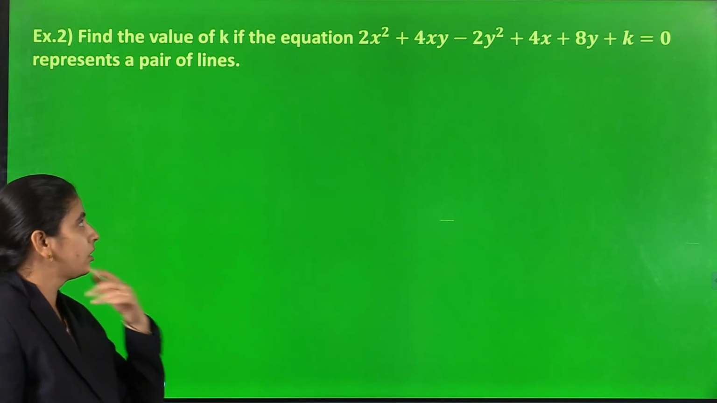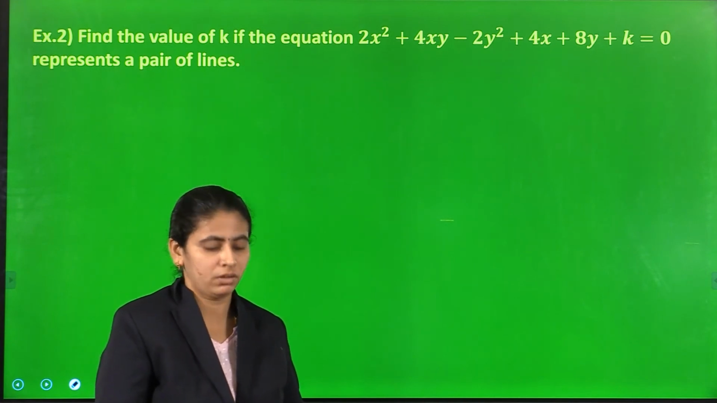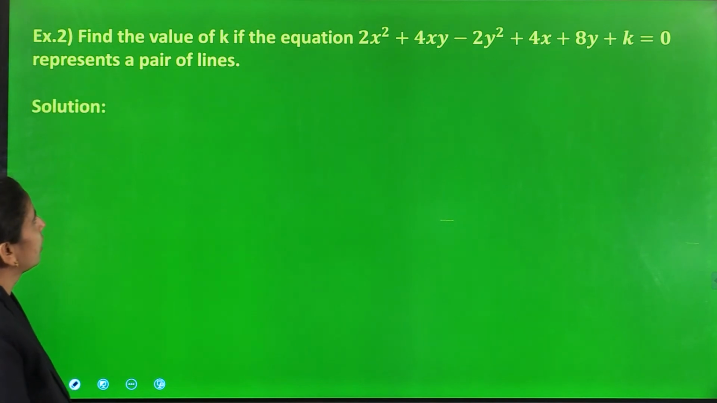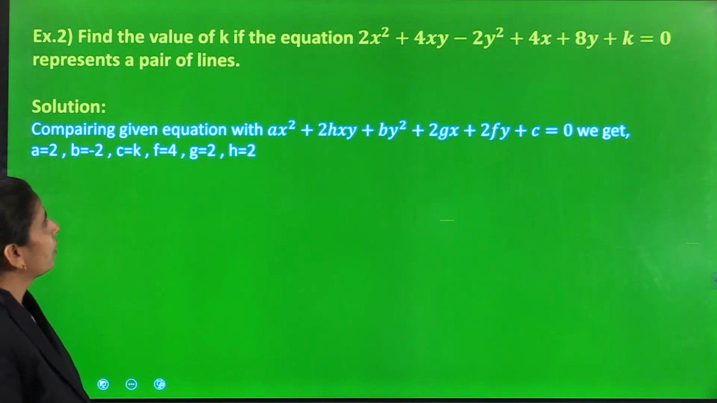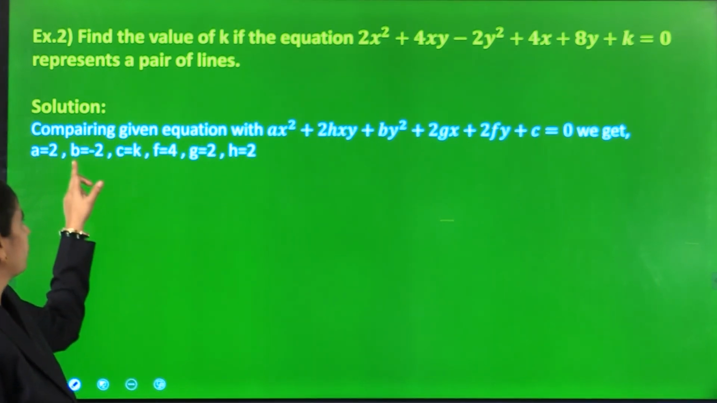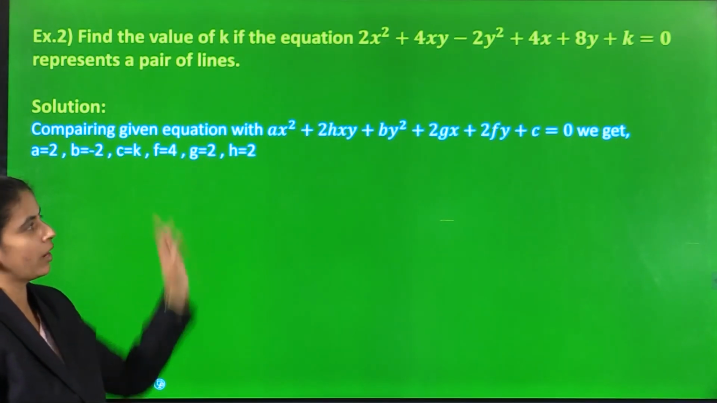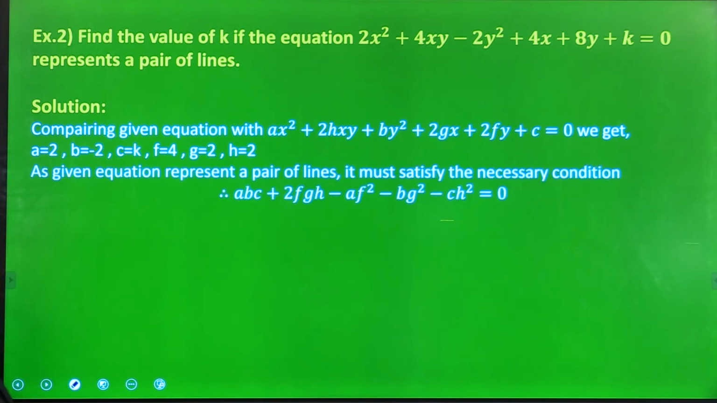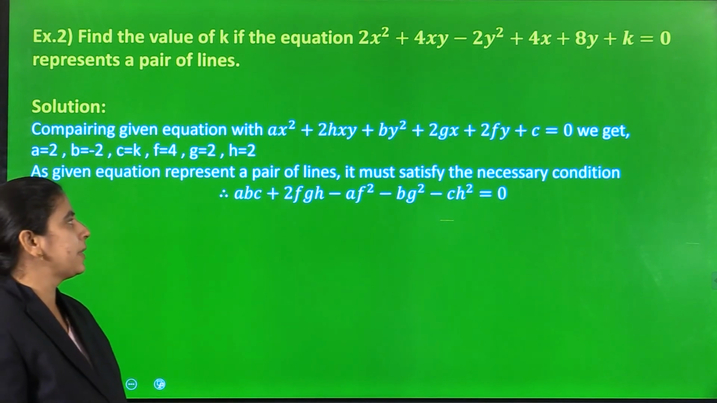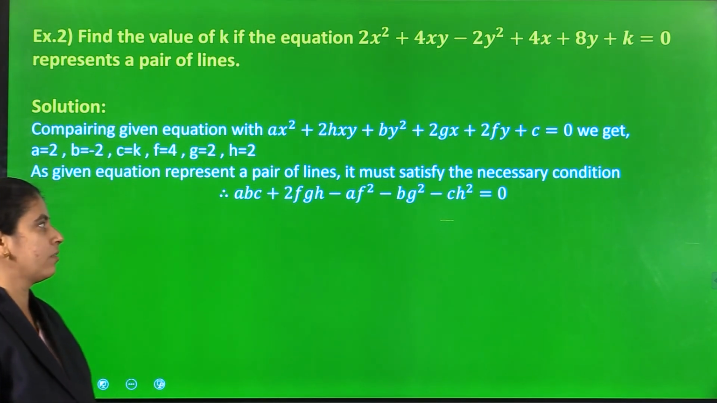It is necessary that this equation should be a combined equation, so the necessary condition should be satisfied. Comparing the given equation with the standard equation, we get a equal to 2, b equal to minus 2, c equal to k, f equal to 4, g equal to 2 and h equal to 2. So as the given equation represents a pair of straight lines, the necessary condition is abc plus 2fgh minus af square minus bg square minus ch square equal to 0.